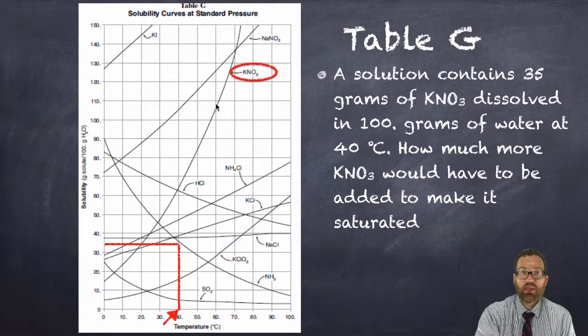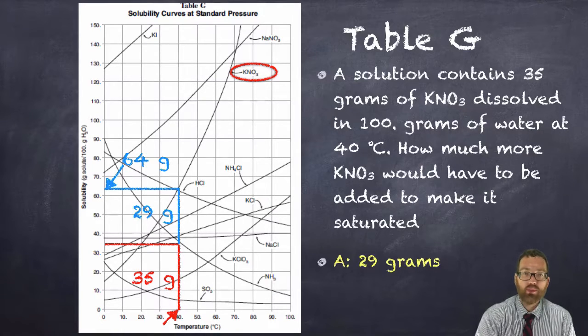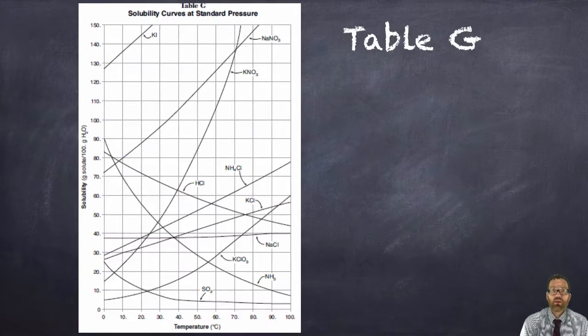Okay, but potassium nitrate here would be saturated when it is holding about 64 grams. So the question is, how much more would I have to add to get it to be saturated? So I just need to look at, well, how much more would I need to add to 35 to get to 64? That's about 29 grams.